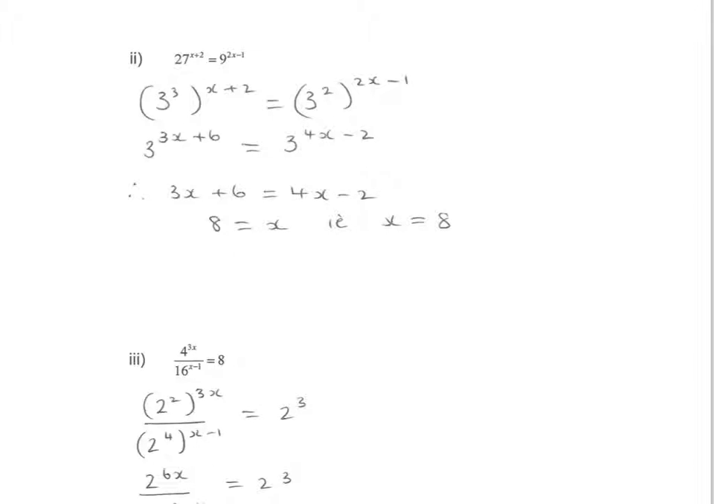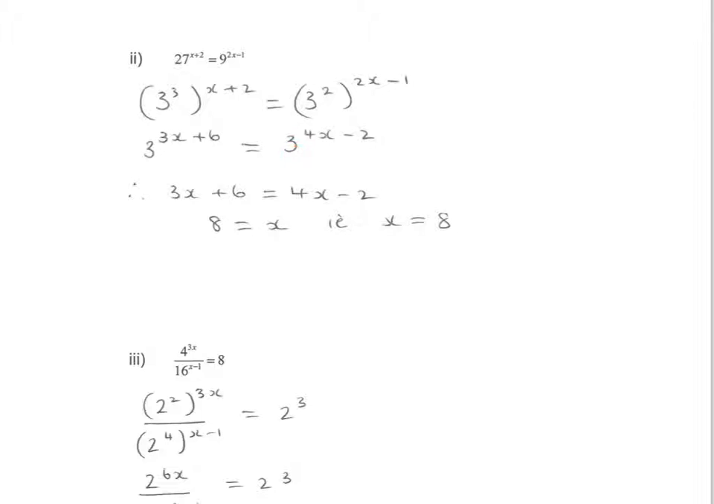Okay, part 2. So we've got 27 to the power of x plus 2. We've got 9 to the power of 2x minus 1. So our 27 can be written as 3 cubed. Our 9 can be written as 3 squared, both with the base number of 3. In this case now we've got 2 powers raised to powers, one on either side. So simplifying this first means we multiply the powers here together, giving us 3x plus 6. Same on this side. Multiplying our 2 by the 2x minus 1, giving us 4x minus 2.